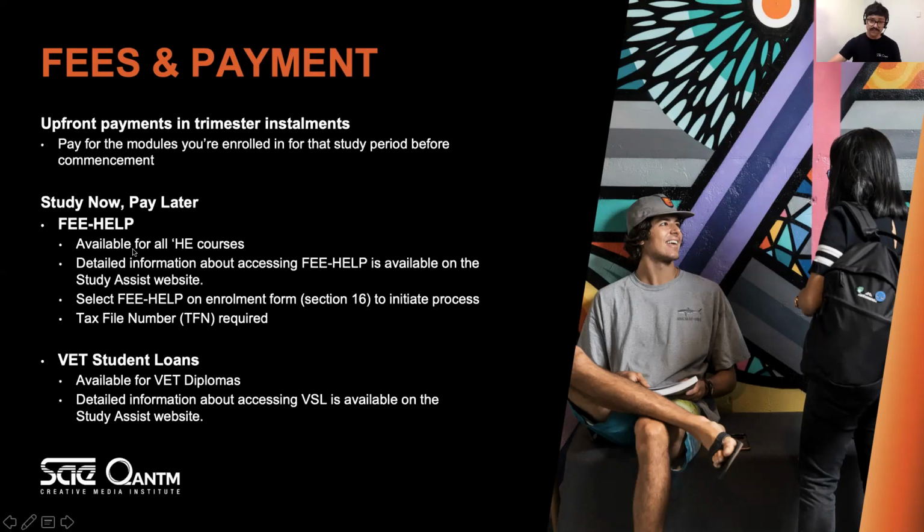So we've got FEE-HELP, which is available for all of the higher education courses, as I mentioned. So that is basically the Australian government pays for your tuition and you enter a financial agreement with them to pay them back in your future income. So further detailed information about FEE-HELP and eligibility and criteria can be found on the Study Assist website. That's www.studyassist.gov.au. Now, selecting FEE-HELP on the enrolment form will initiate this process. You will need to have a tax file number, and you do need to meet the eligibility criteria to be able to use FEE-HELP for funding.